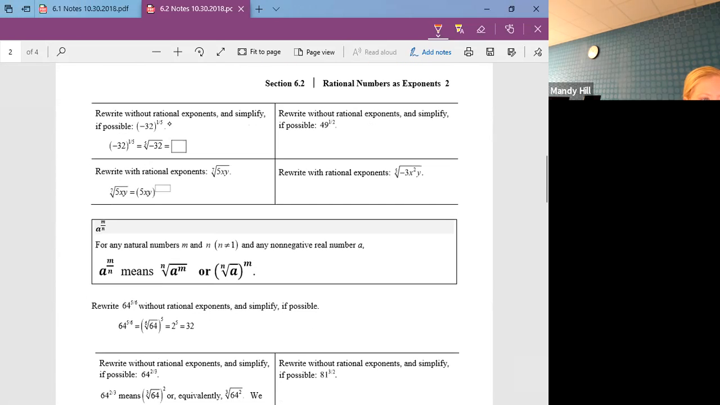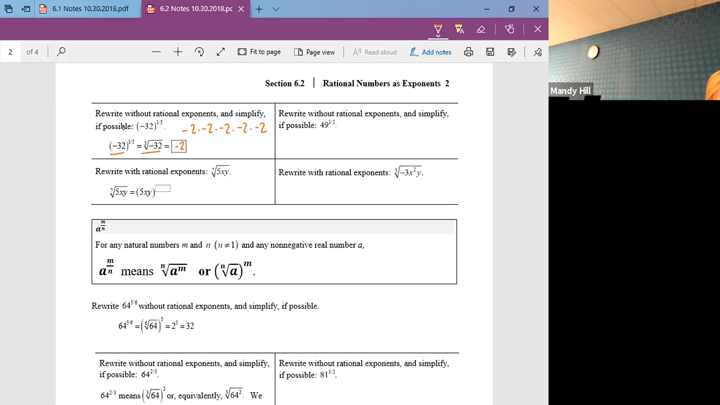So rewrite without rational exponents and simplify if possible. And we've got negative 32 to the 1/5 power. Okay, so what they're asking you to do is, first off, you need to know that these two things mean the same thing from that rule that we just talked about. So we're still looking for 5 numbers that are exactly the same that multiply together to get us negative 32. That's going to be negative 2, because negative 2 times negative 2 times negative 2 times negative 2 times negative 2 is negative 32. So that's why that's the answer.